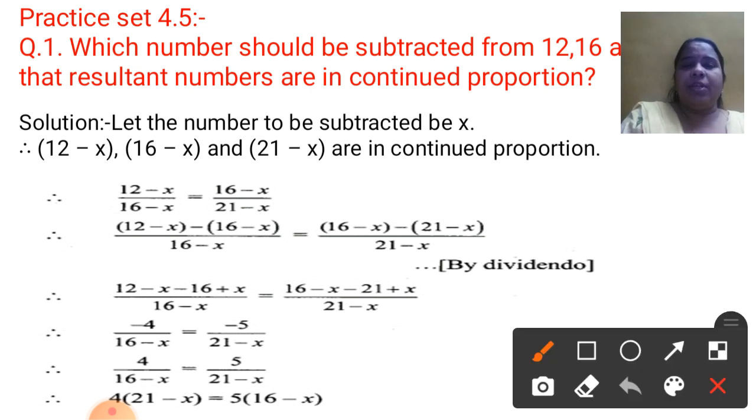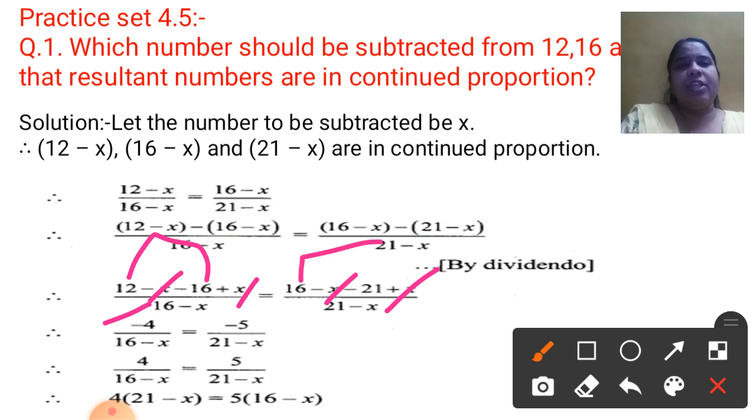After this, the terms which can be cancelled, you cancel off x and minus x. Here also x and minus x. 12 minus 16, how much? Minus 4 upon 16 minus x. 16 minus 21, how much? Minus 5 upon 21 minus x.